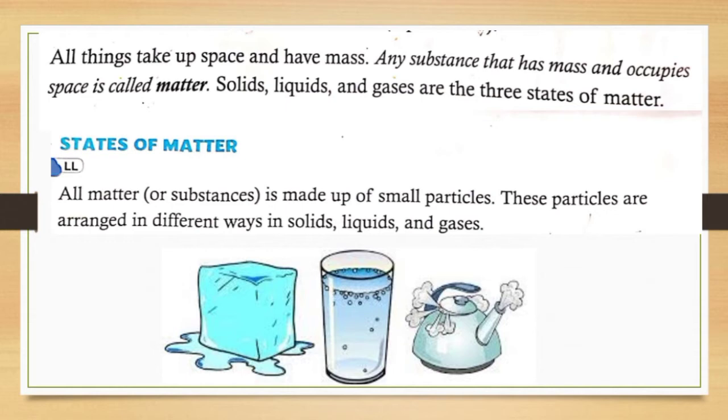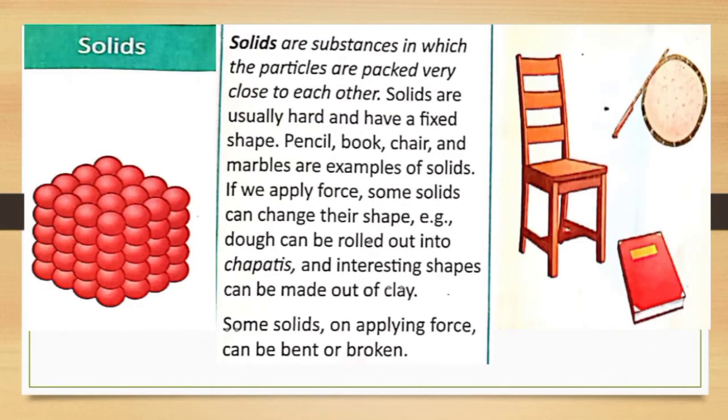And there are three states of matter: solid, liquid and gases. The first state of matter is solid. Solids are substances in which the particles are packed very close to each other, and solids are usually hard and have a fixed shape. Pencil, book, chair and marble are examples of solids.